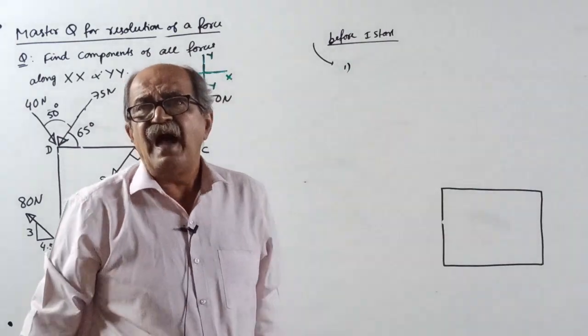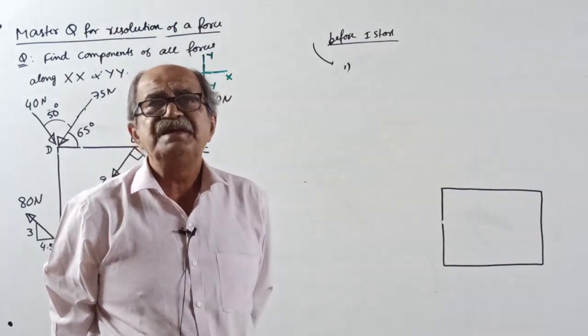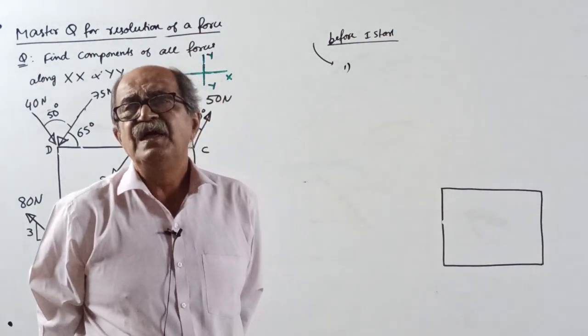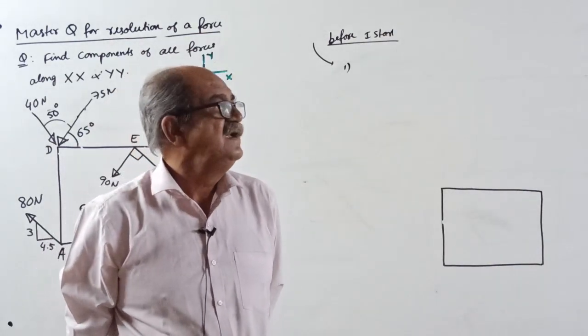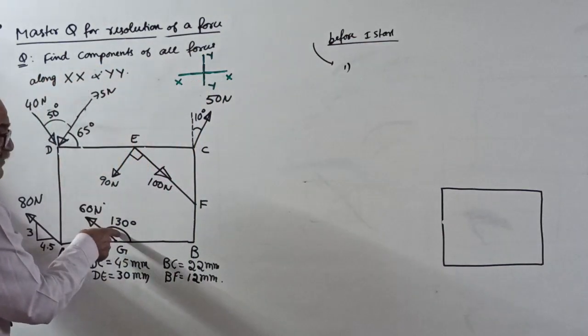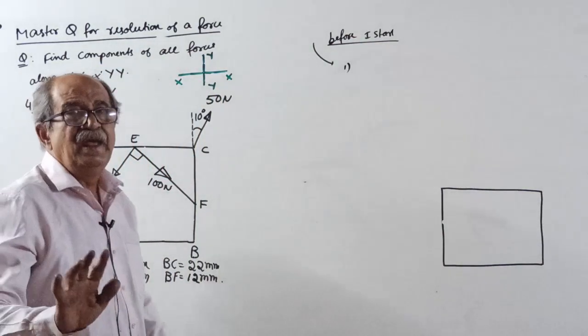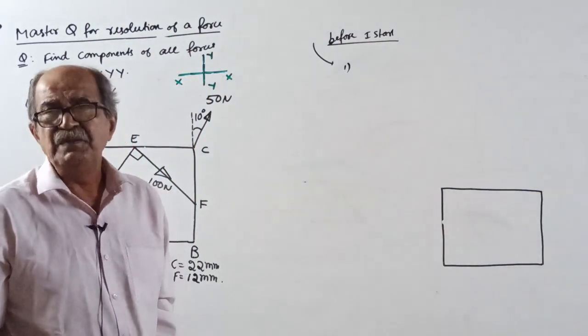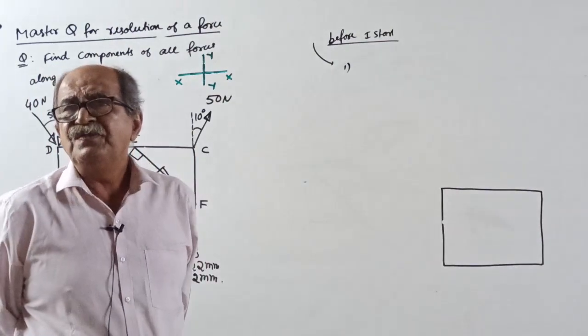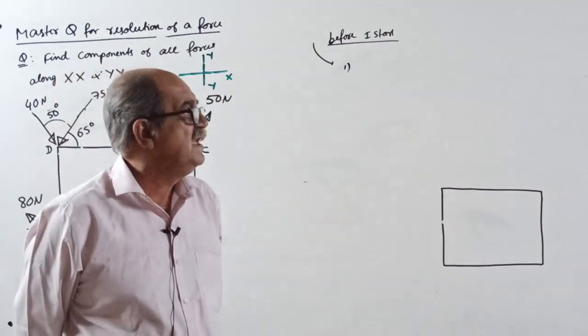Always consider the angle with the nearest x-axis. That is, never consider an angle more than 90 degrees. See, there is an angle given here, 130 degrees. If you consider this, what happens, you will know later. There is a chance of making a mistake. So therefore, point number 1, always consider the angle with the nearest x-axis.